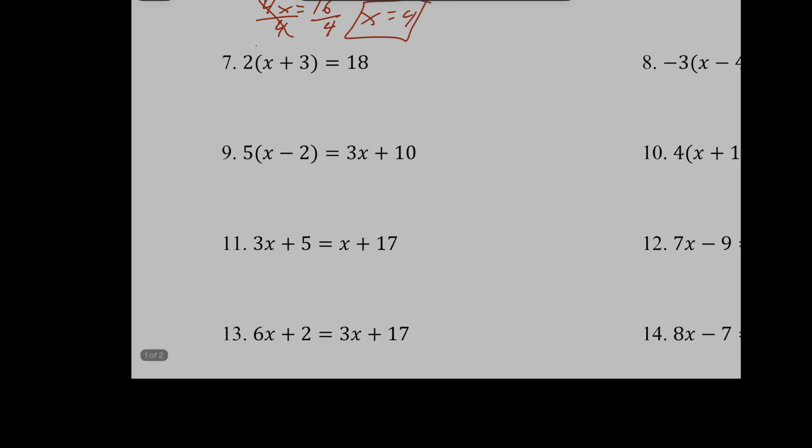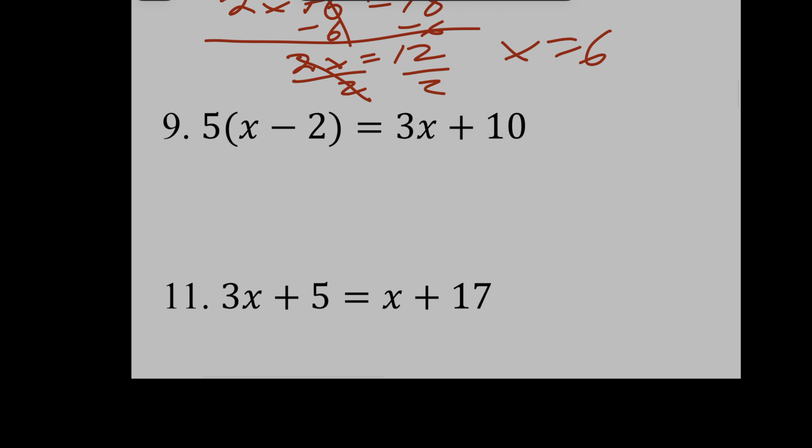2 in front of a parenthesis, that means distributive property. And that's going to give me a 2x plus 6 equals 18. Now, I can't divide by 2 yet because of that plus 6. So let's subtract 6 from both sides. Now I get a 2x equals 12. From here, I can do my division, and that's fine, and I'm going to get x equals 6.